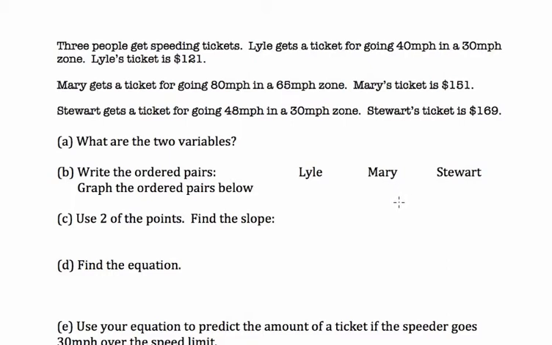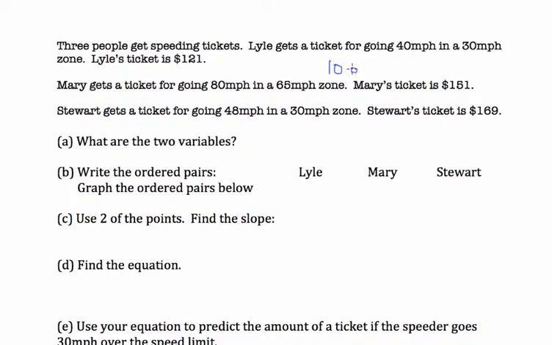Let's take a look at this word problem. Three people get speeding tickets: Lyle, Mary, and Stuart. We're going to have to figure out how to compare their tickets, because each one of them is going a different mile per hour and in a different speed zone. So I think a good way to compare them would be, let's see, Lyle is 10 miles per hour over the speed limit. So he's 10 over.